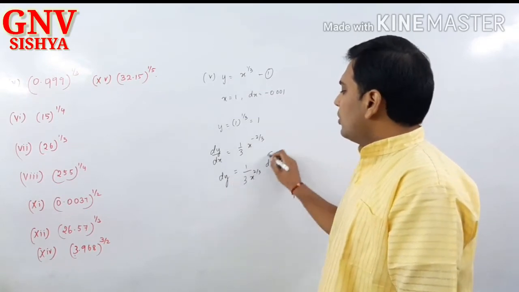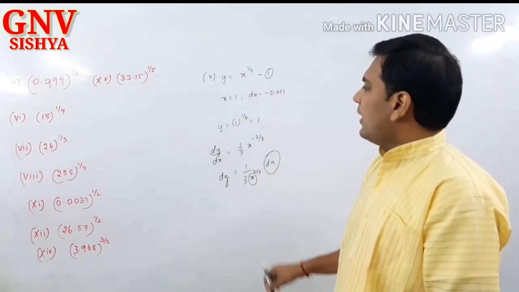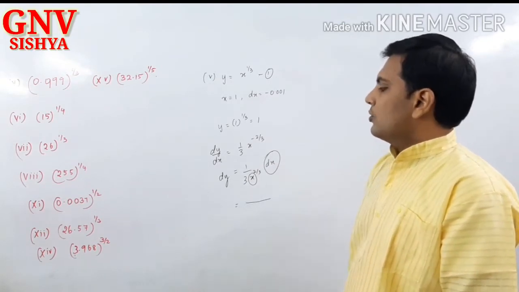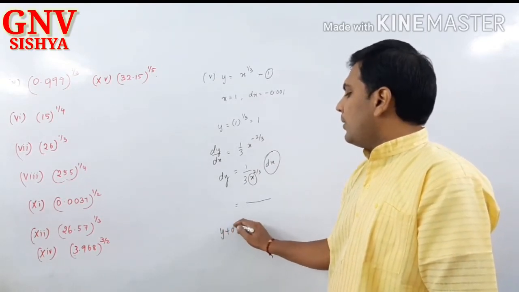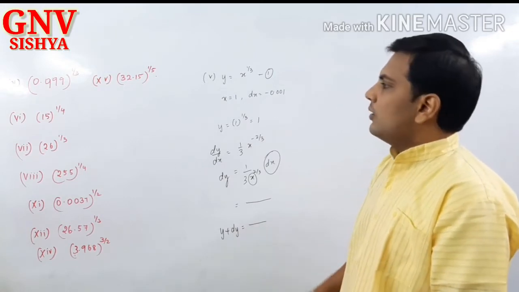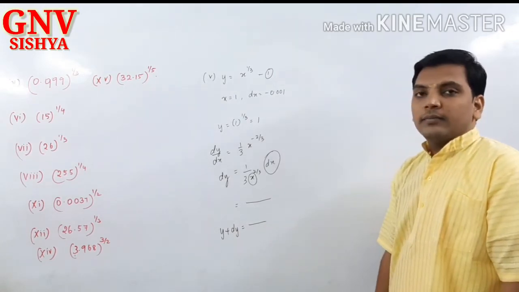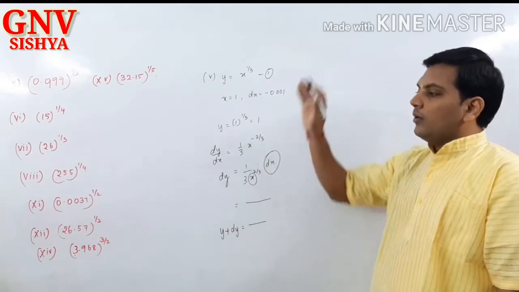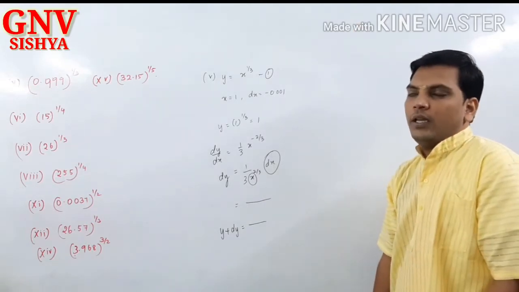When you substitute, you know what is dx value, what is x value. When you substitute, you will get y. So at last your answer will be y plus dy. Just add it, you will get the answer. Can you understand? Yes, so the same logic you are going to follow for each and every sum, which is very, very important.